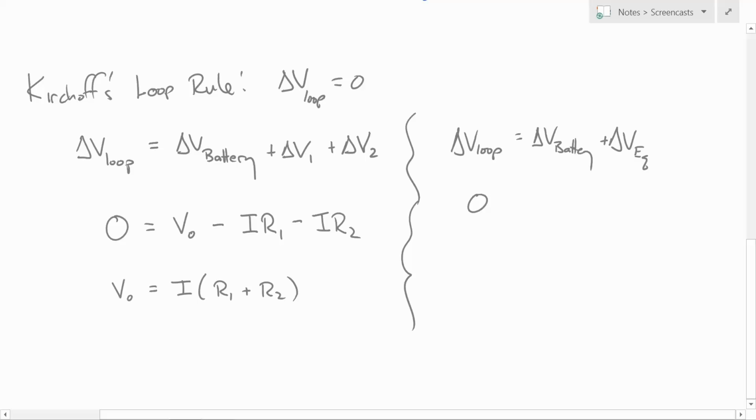Again, closed loop, so V loop equals 0. Delta V battery is V0. I think it has to be the same current because otherwise this whole thing doesn't work. The idea again is that I can replace these two boxes. So I have I R EQ this time. So this says that V0 is equal to I times REQ.